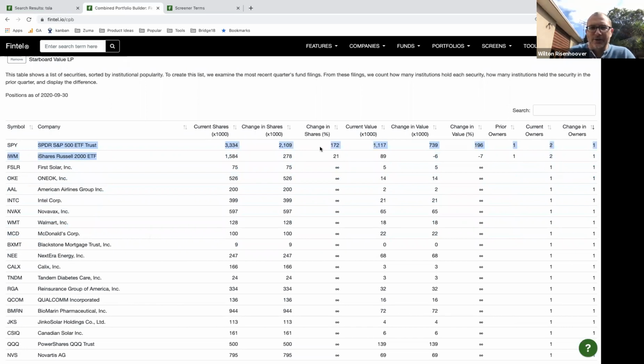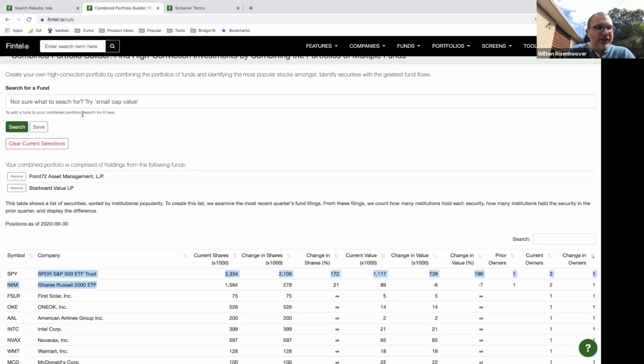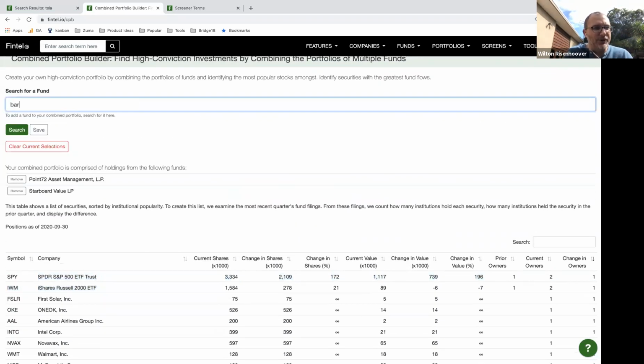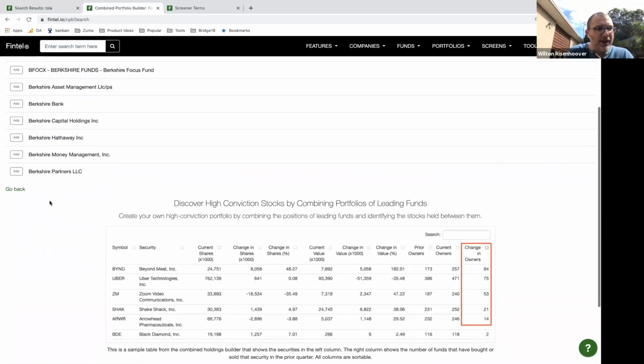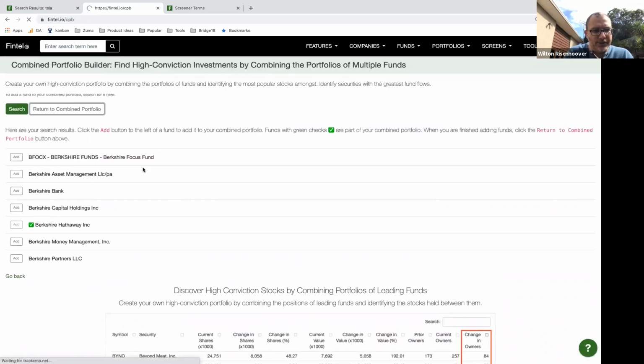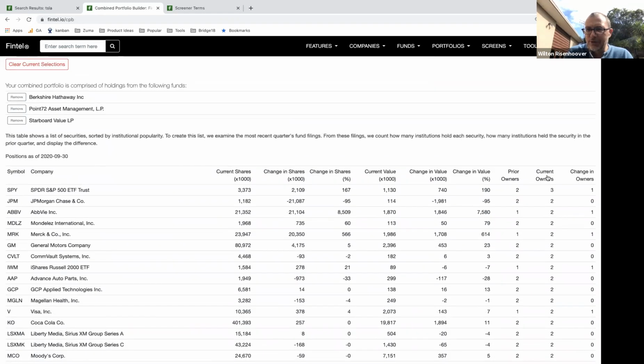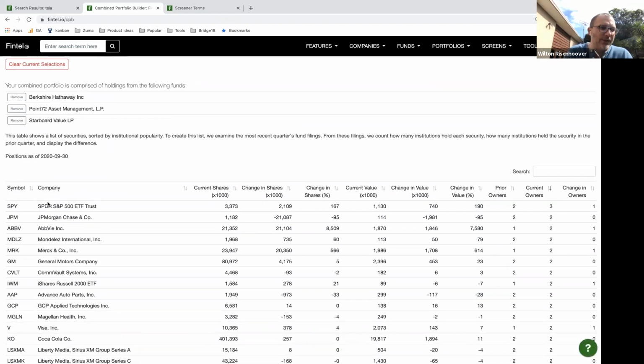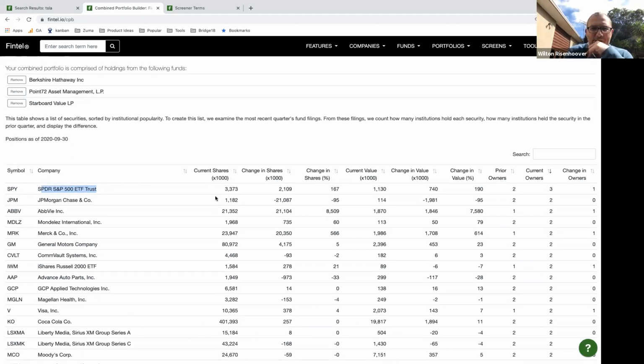We can see the change in value. I'm going to say Berkshire Hathaway here, but it's not a great example. I can add Berkshire Hathaway and see if we can get a third one here. So now we have a third one. Current owners is 3. So basically the S&P 500 is owned by all 3 of them. That kind of tells you something, right? It's interesting. But now you can see JP Morgan Chase is here.